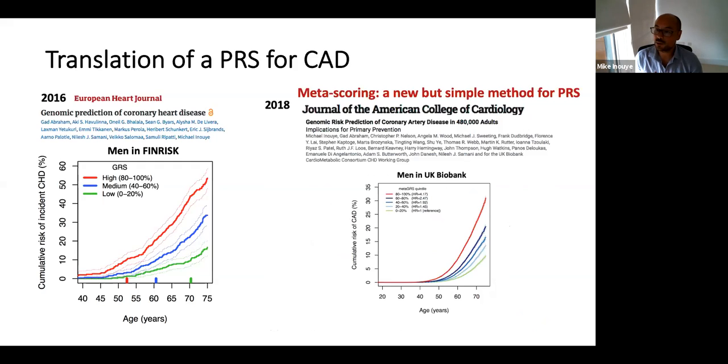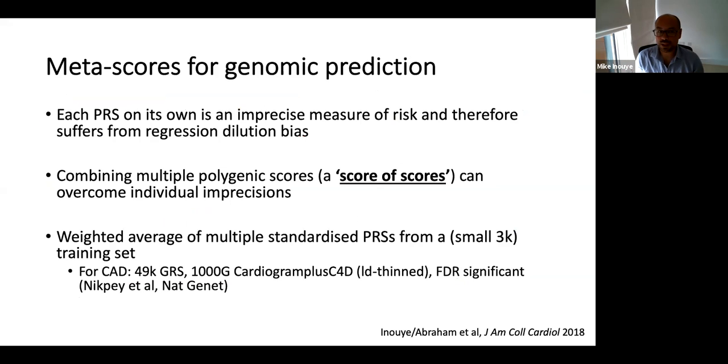2018, UK Biobank hit the scene. Many of you probably use UK Biobank in your day-to-day research. We came together, the UK Biobank Cardiometabolic CHD working group, and thought that what we should do is try and see how a polygenic score performed in UK Biobank. And we also leveraged some methodological advances. I mentioned methodology before. We devised this new approach called metascoring, which I'll briefly describe.